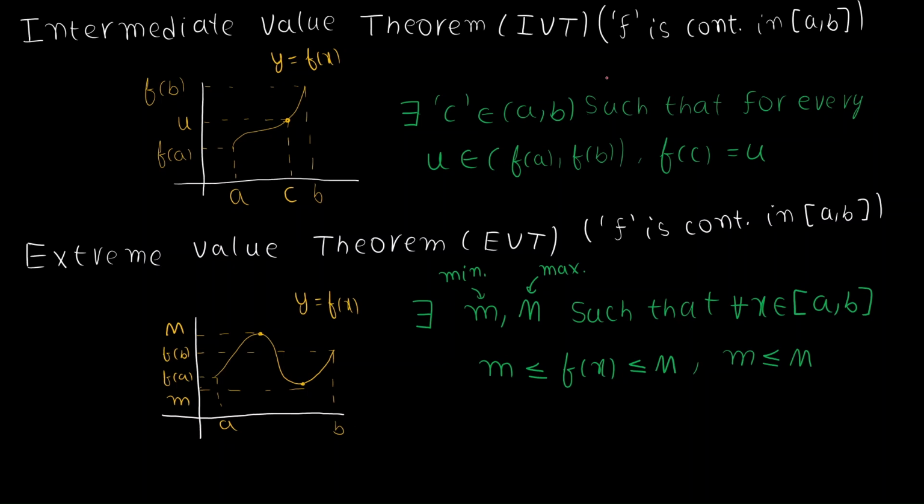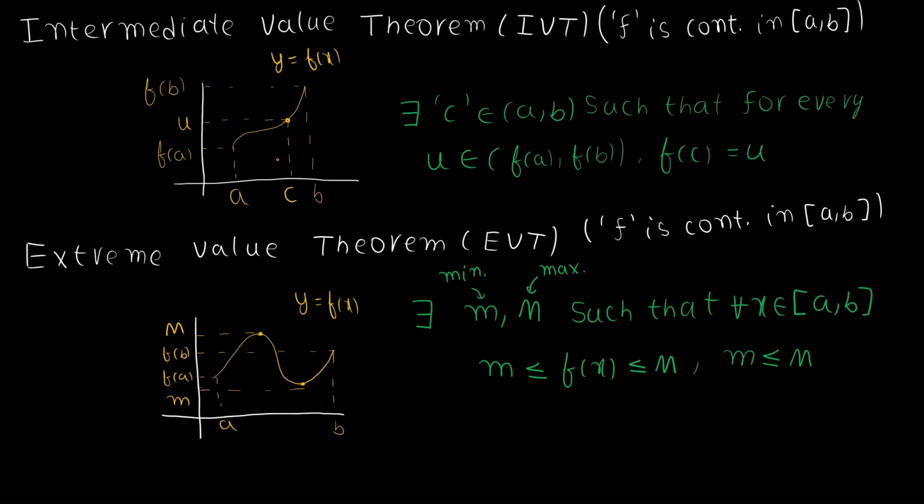This intermediate value theorem is true for every continuous function on a domain [a, b]. The intermediate value theorem says there exists a c belonging to (a, b) such that for every u belonging to (f(a), f(b)), f(c) is equal to u. You can also see from the graph that if we take a u in between f(a) and f(b) and then we project it on the graph, we can see that there will always exist an x coordinate, which is all that the intermediate value theorem is trying to say.